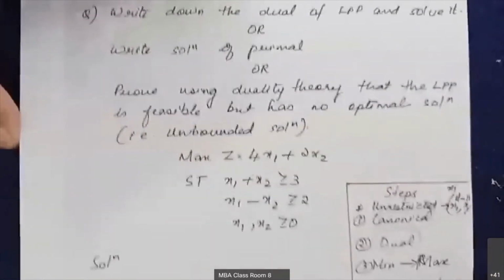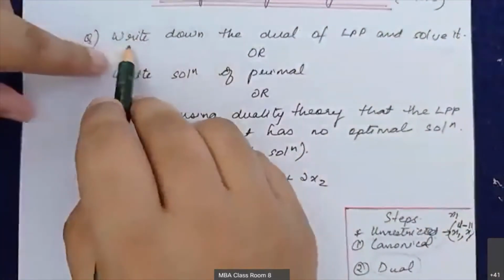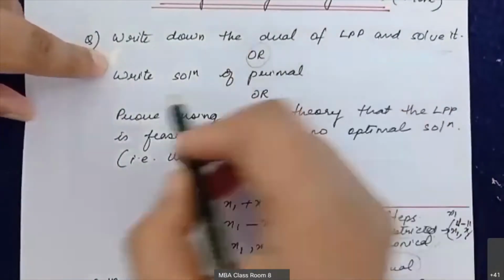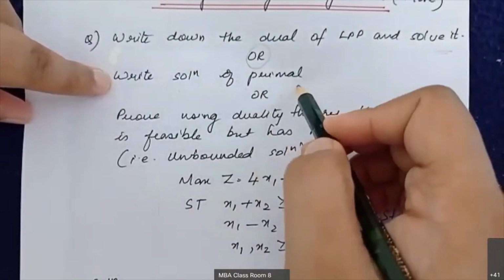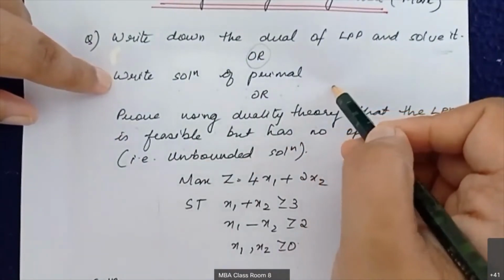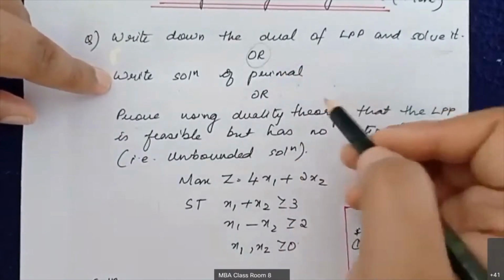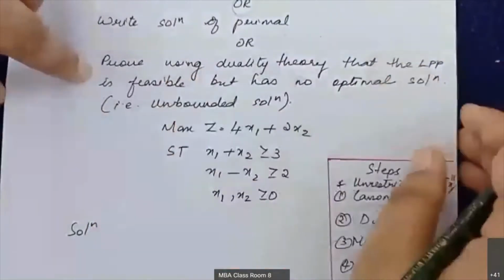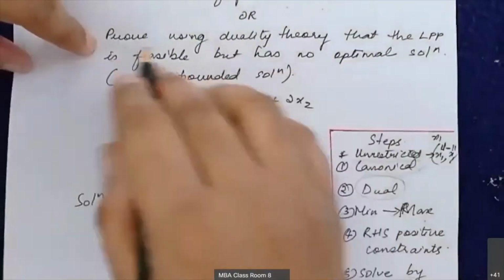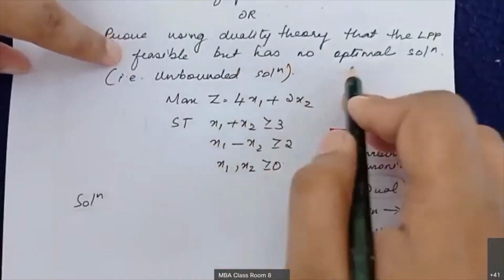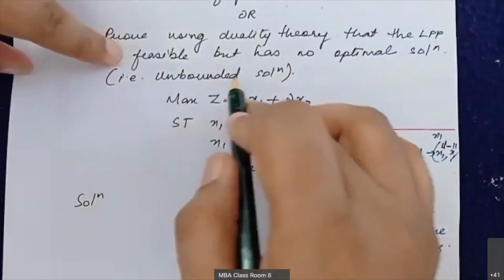So with that introduction, we'll start today's problem. The problem is written as: write down the dual of the LPP and solve it. Or that question can be asked as: write the solution for the primal. In that case also you have to convert that into dual and then take the answer for the primal from that dual optimal table. The question can also be asked in this form: prove using duality theory that the LPP is feasible but has no optimal solution, that is, the solution is unbounded.